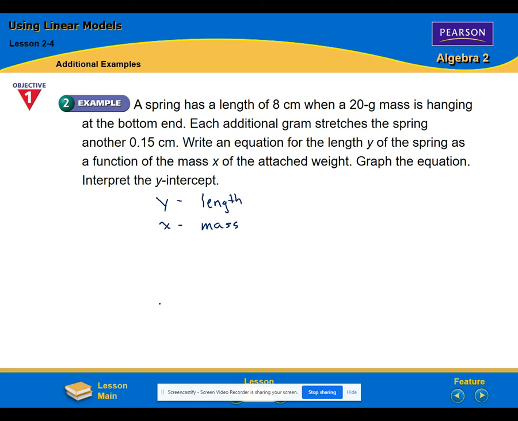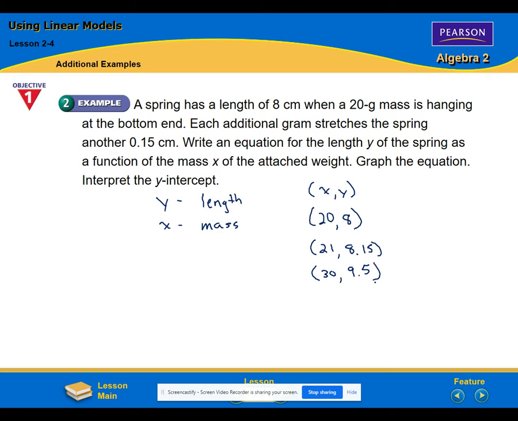Okay? So with that in mind, and knowing that we list ordered pairs x comma y, this would be 20 comma 8. Right? Each additional gram stretches the spring another 0.15. So what you could do with that is add 1 gram to 20 and get 21 and use 8.15. Or for that matter, you could add another number. What if you added 10 grams? Then that would be 30, and you'd be adding, what would it be? You'd be adding 10, so another 1.5 would be 9.5.